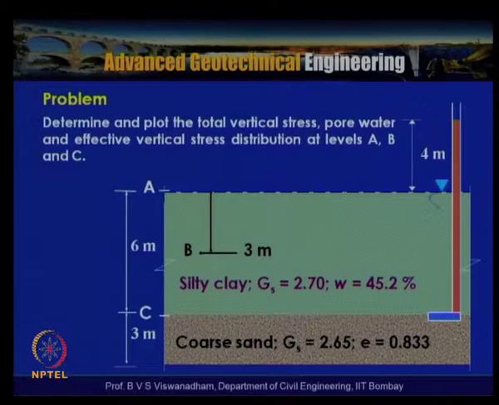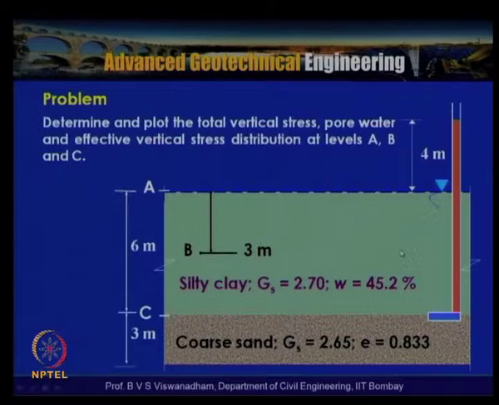Another problem which we have discussed is shown in the slide here. This problem can be treated as an assignment problem, where the soil strata has 6 meters of silty clay with Gs equal to 2.7 and water content given as 45.2%, and coarse sand with Gs equal to 2.65 and e equal to 0.833, and this particular layer has an artesian condition.